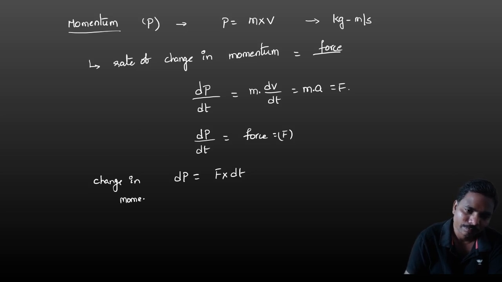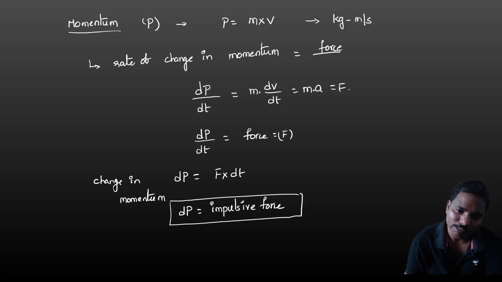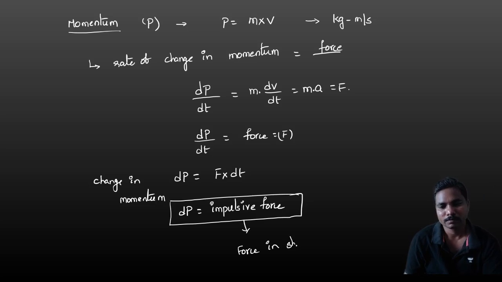Change in momentum is equal to F into t. F into t is nothing but impulse. So dp is equal to impulsive force. So change in momentum is nothing but impulse. Impulse is nothing but force in a short duration, force into time. Impulsive force is equal to force into time.